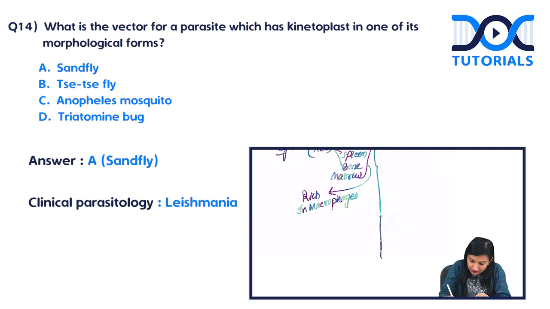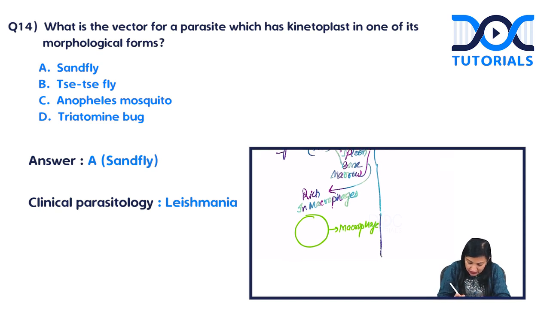So let us see, suppose this is a macrophage, this green circle represents a macrophage, and inside this is the nucleus of the macrophage. Now guys, inside this macrophage, let me draw one amastigote. See, this is an amastigote form. This is approximately 2 to 3 microns in size.